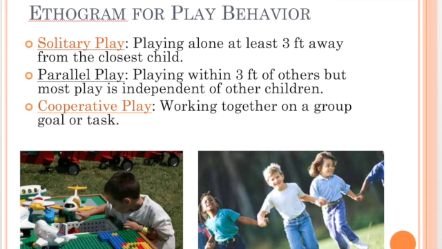You can define whatever is relevant for you. If I were looking at kids in a really enclosed small space, they may not be able to get 3 feet away from each other. So I might need to change my definition based on what's going on in the environment. If I'm looking out at a playground, it may be very easy for kids to get away from each other, and then you can reliably score solitary play.